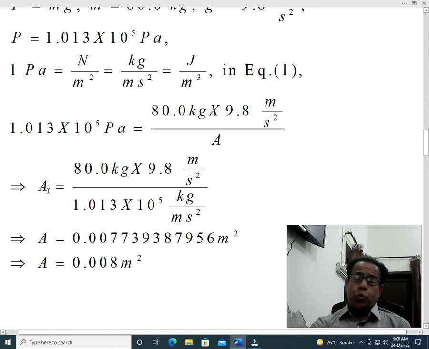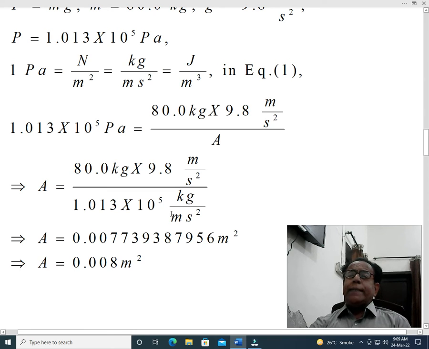So area A in the denominator will become the numerator on the other side of equality. So area A will become equal to 80 kilogram into 9.8 meter per second square over 1.013 into 10 raised to the power 5. In place of Pascal, we have used this equivalent value: kilogram per meter second square.